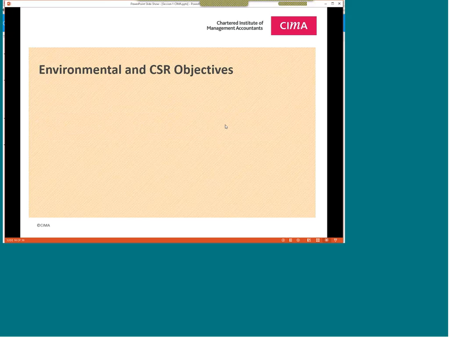So do you remember I mentioned that many times organizations need to consider also environmental and corporate social responsibility objectives. Can you locate what is the objective in this particular area?